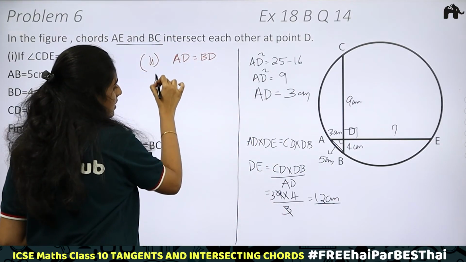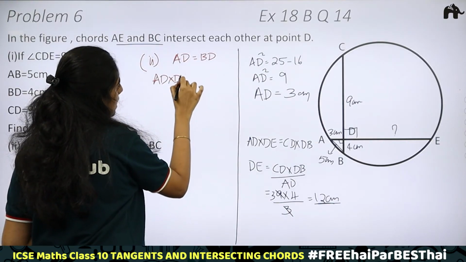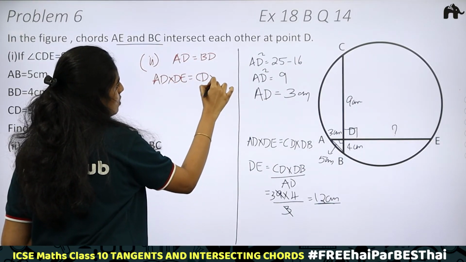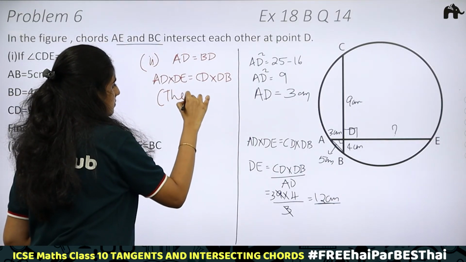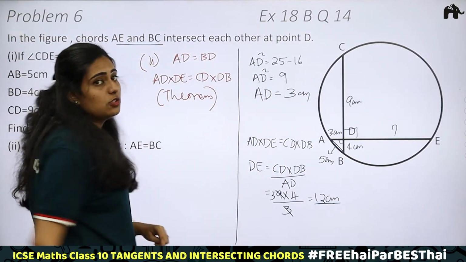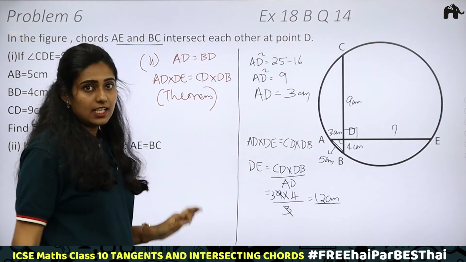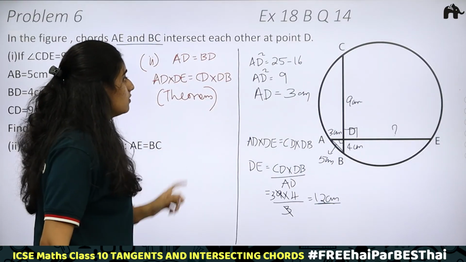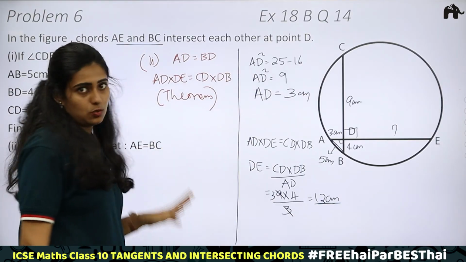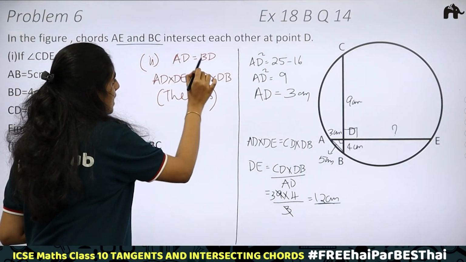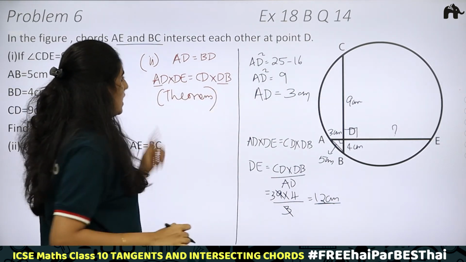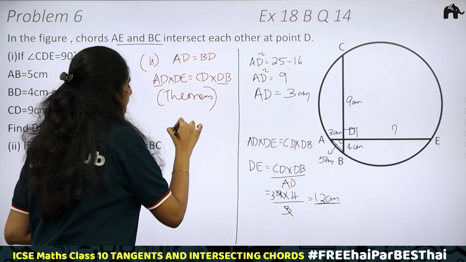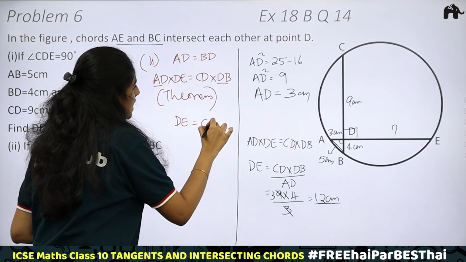We have AD into DE is equal to CD into DB. What is the reason? We are applying the theorem here. When two chords intersect internally or externally, then the product of the lengths of their segments will be equal. Now, if AD is equal to BD, here we have AD and this is BD. If they are equal, then we will be having DE equal to CD.